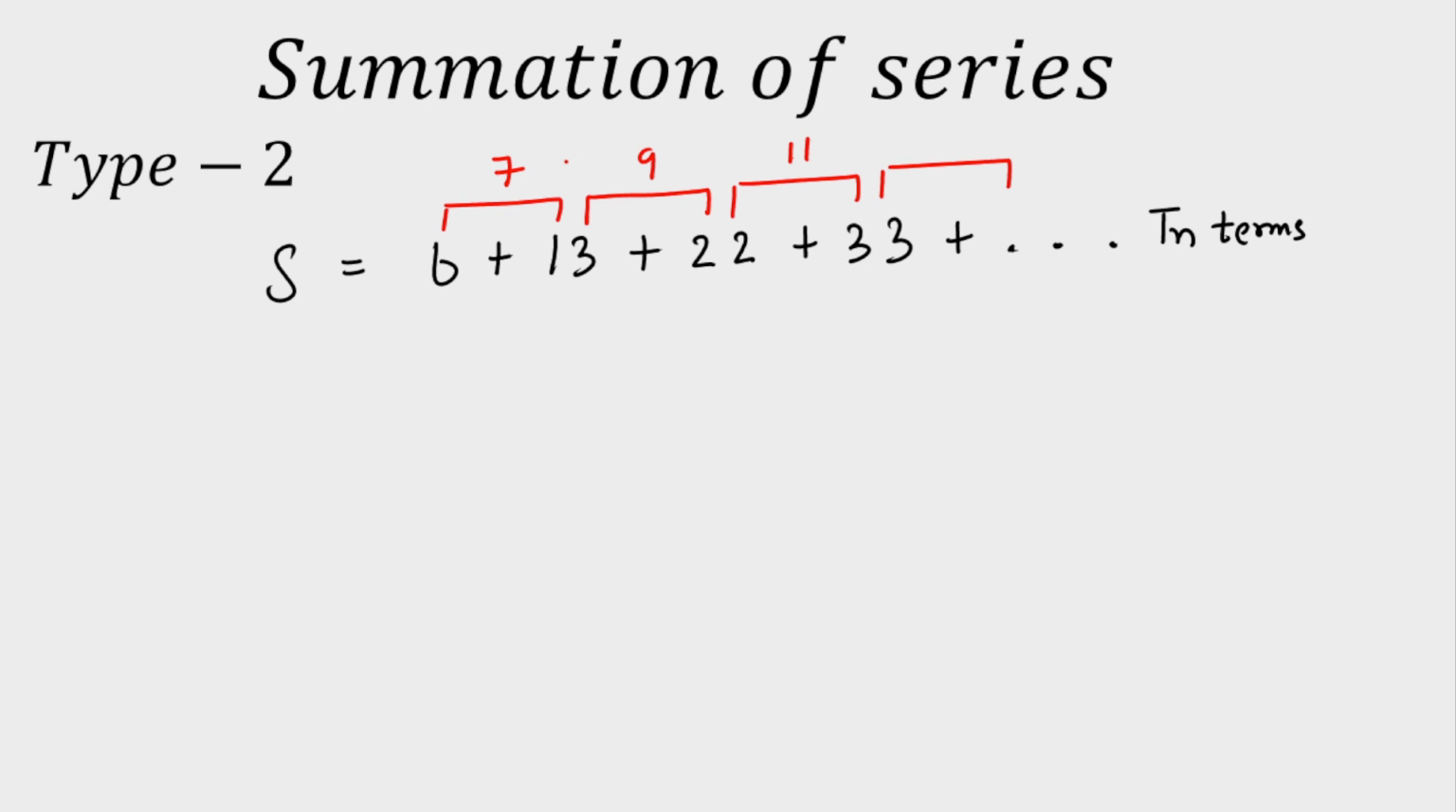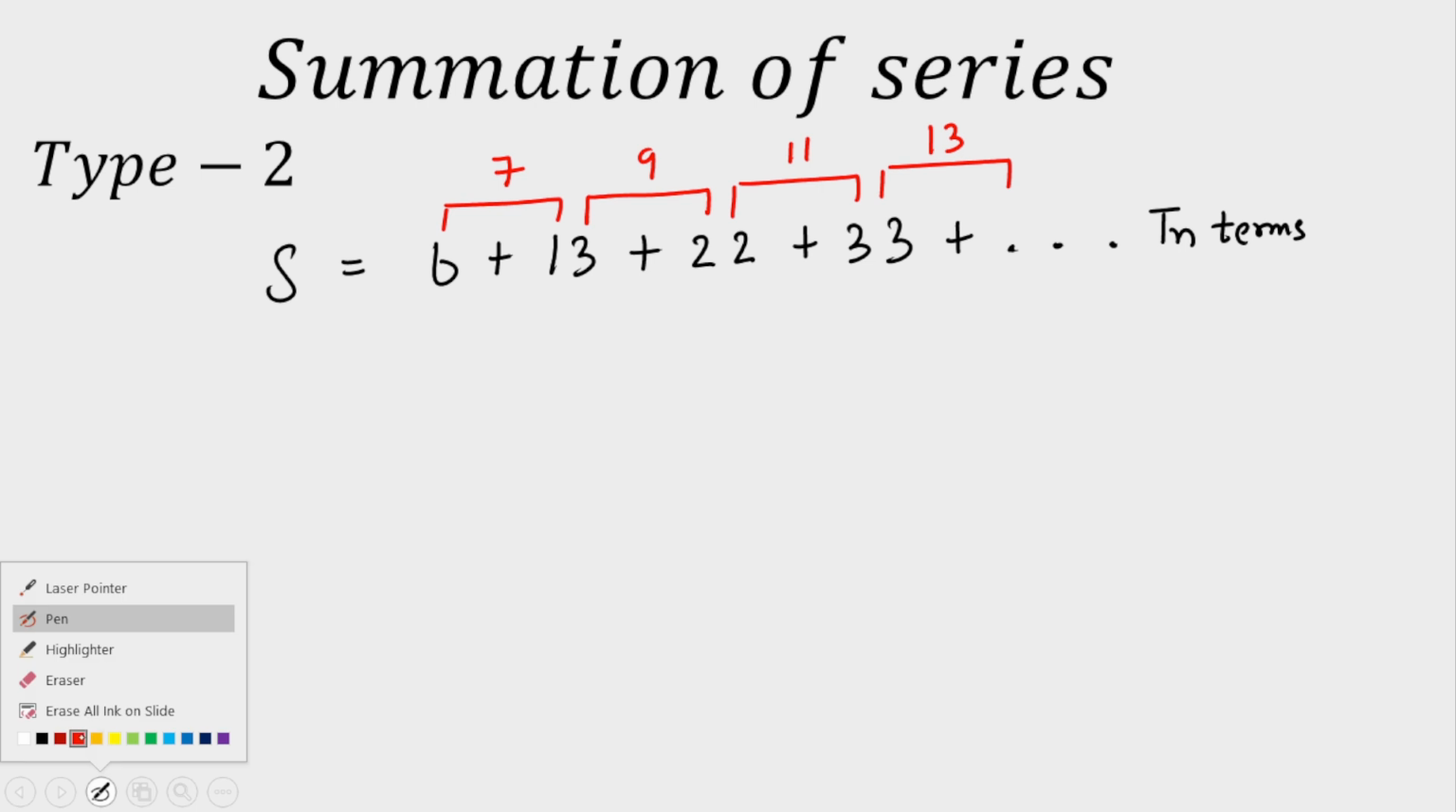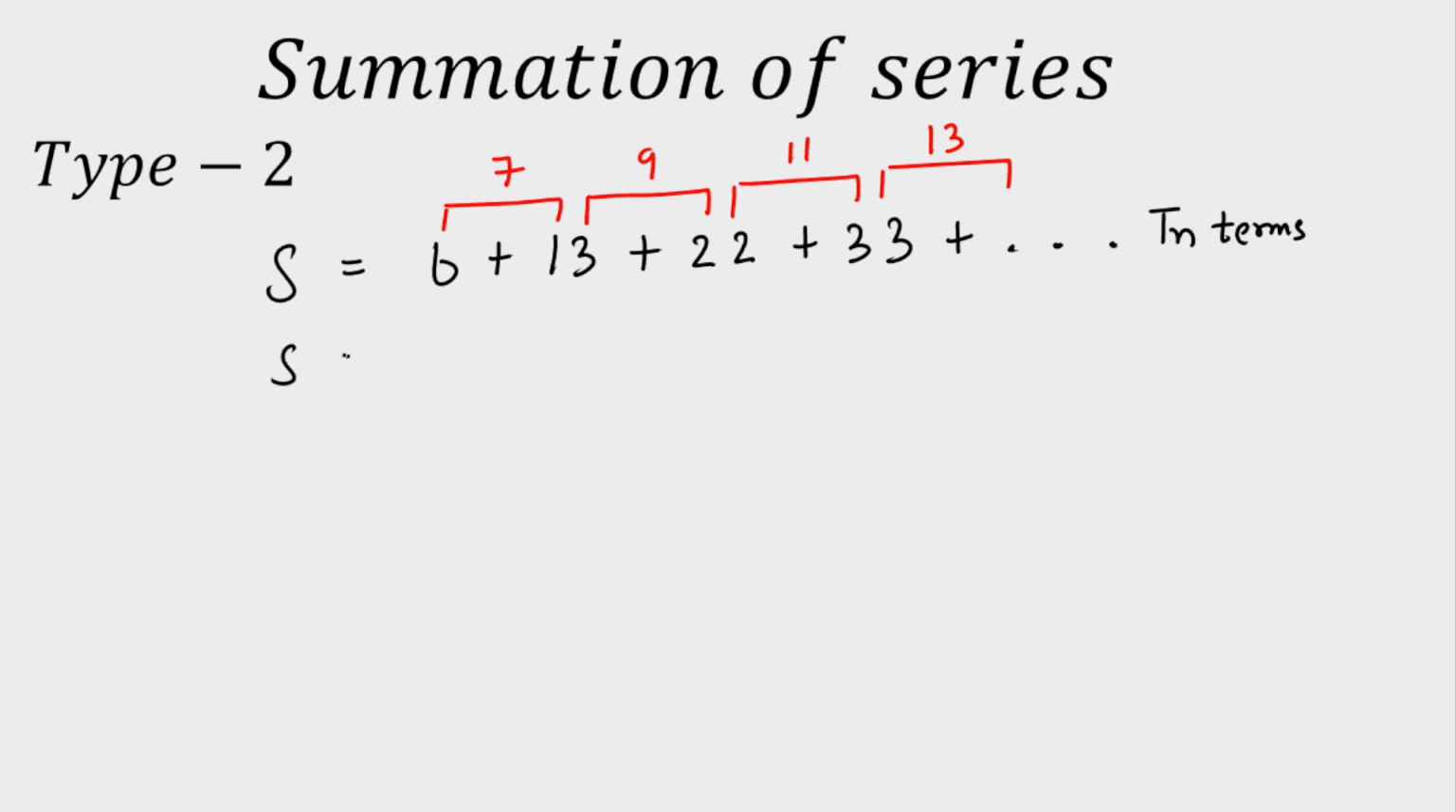The first difference is 7, next is 9, next is 11, and next I can predict it will be 13 here, and so on. So as I can see, the difference is moving in AP here. So in this kind of question, you have to do one thing. You have to write S again.